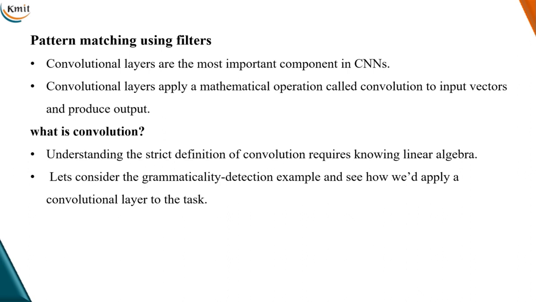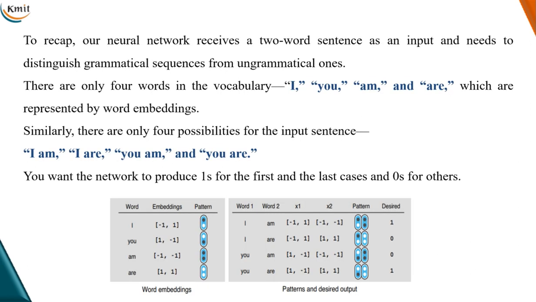Understanding convolution requires basic knowledge of linear algebra, as all of us know. To explain the convolution process in more detail, let us consider the grammatical detection example that we have seen in the last sessions. To recap our neural network architecture that we applied to detecting grammatical sentences, we have taken four words: I, you, am, are, right? We have taken these four words and calculated the word embeddings of these four words.